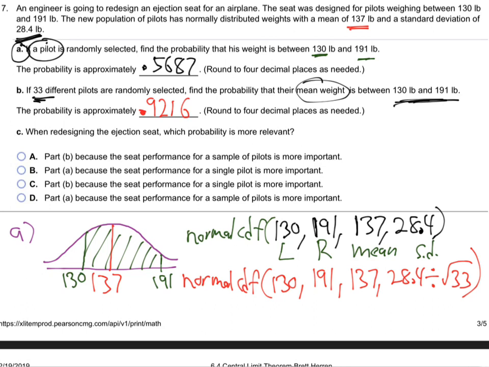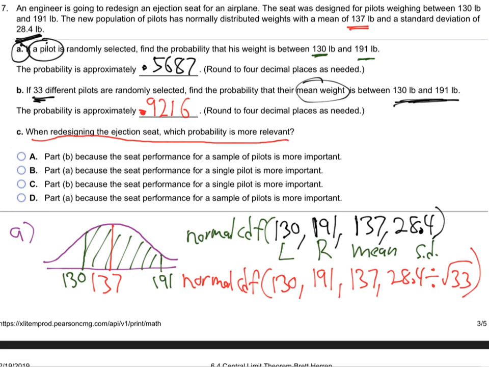So when redesigning the ejection seat, here's a real life question. They're trying to make sure we're dialed in with reality. Which probability is more relevant, the answer to A or B? This is where you want to step back and make sure you're getting the big picture. Why would they even care? What are they doing here again? They're designing an ejection seat.